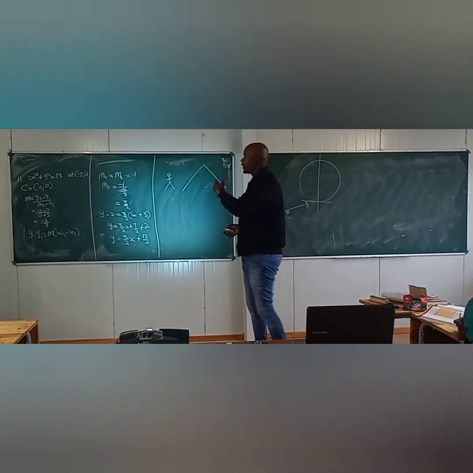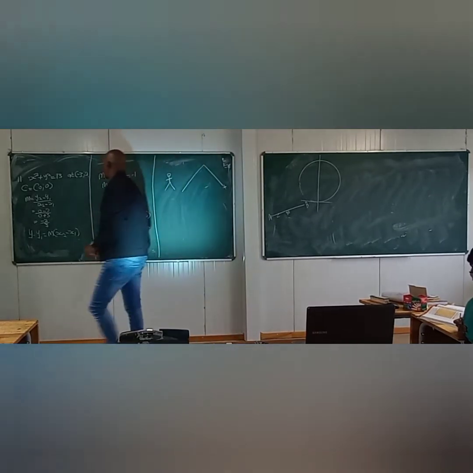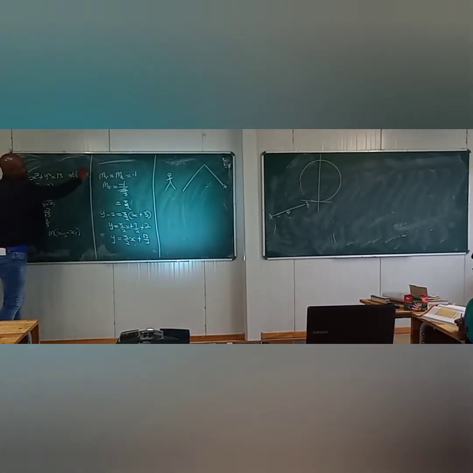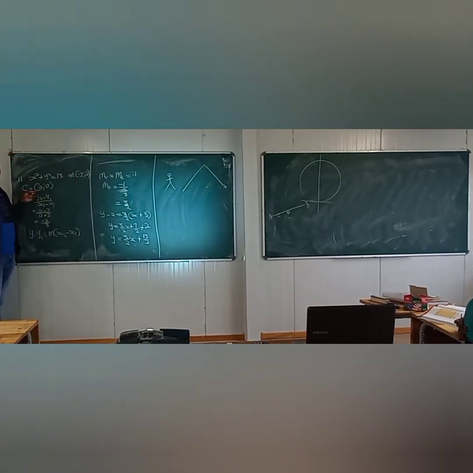Right. So here we started by calculating the gradient. We used the center and the point, which is 3, -2. The center is 0, 0.